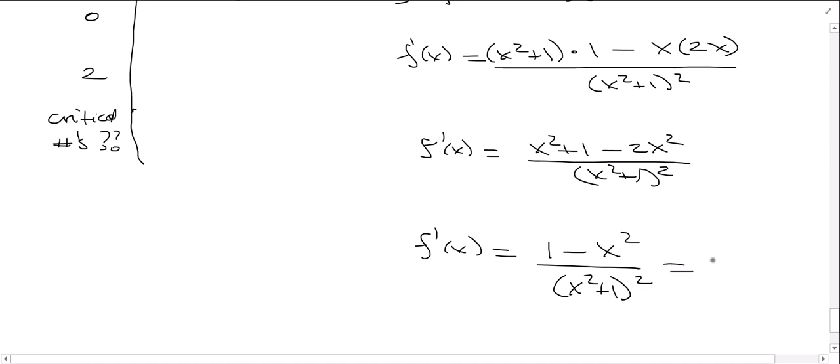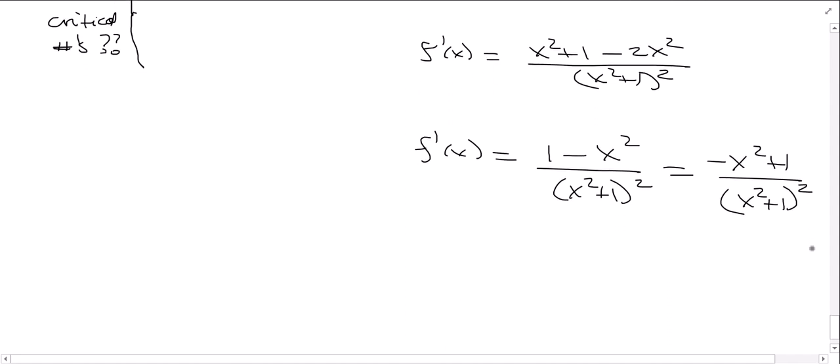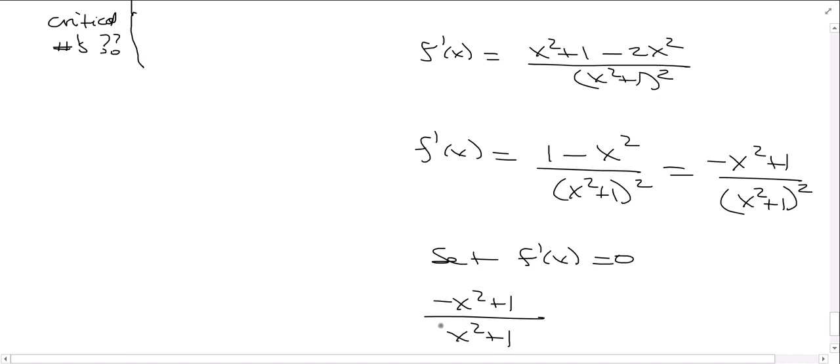Even if I rearrange it, this will be negative x squared plus 1 over x squared plus 1 squared. These are not the same, right? That's a negative 1 times x squared, and this is just an x squared, so I can't cancel anything. So that is my derivative. So now we set it equal to 0 and solve for x. So I'm going to have negative x squared plus 1 over x squared plus 1 squared equals 0.